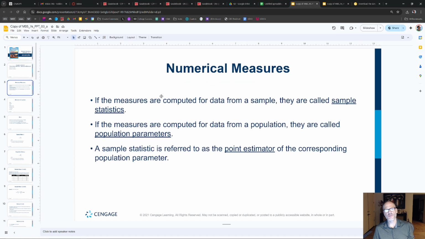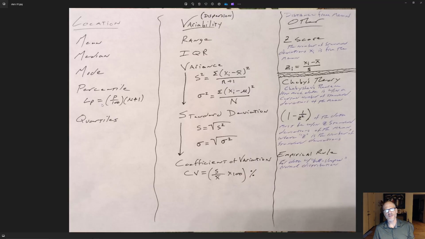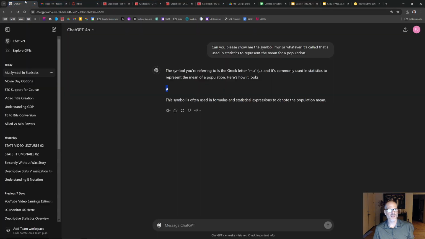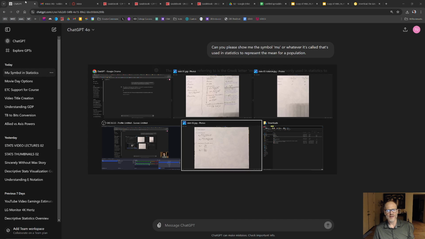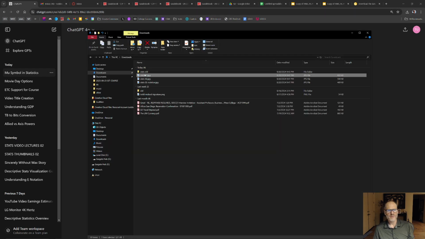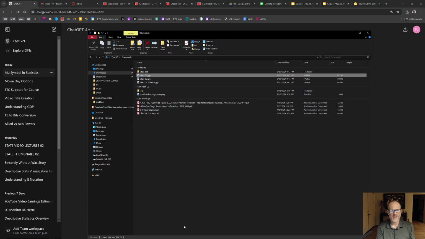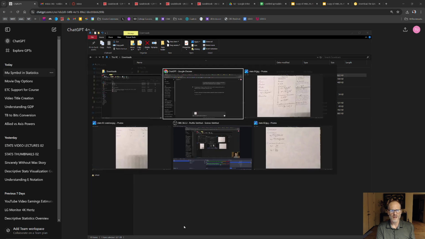So, numerical measures. I think I'll just talk about it here. I'm going to take this picture, go back over to ChatGPT, and I have this picture downloaded right here. I'm going to grab this picture and say, can you please explain the measures of, and we'll just get that word here, the way I put it there.